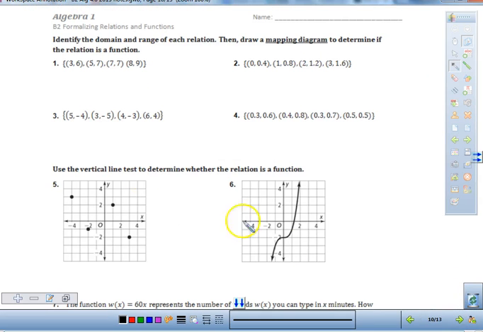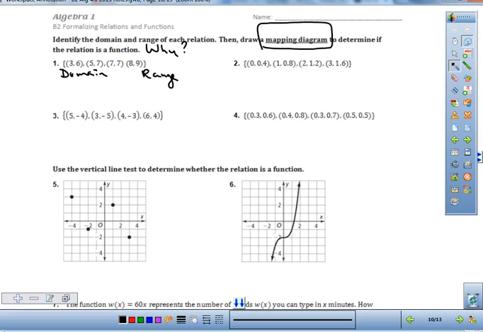Now, as you look at your assignment, this is what the worksheet looks like, B2. You are going to be doing these first ones, and we want you to map it. So show the domain and range, right? You're going to show the domain, you're going to show the range, and then remember, you have to answer, is it a function? And I want you to tell me why or why not. Whatever answer you put down, make sure you're giving a reason. Use the vertical line test, tell if it's a function and why or why not.